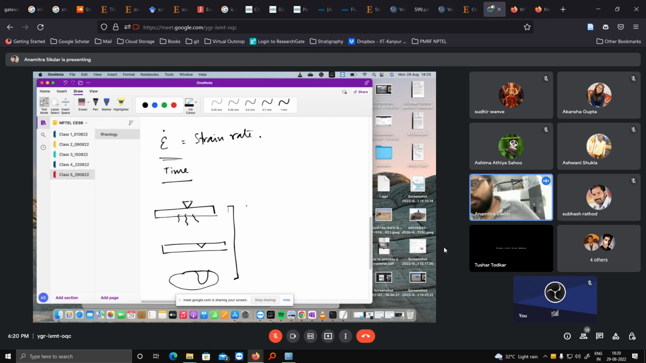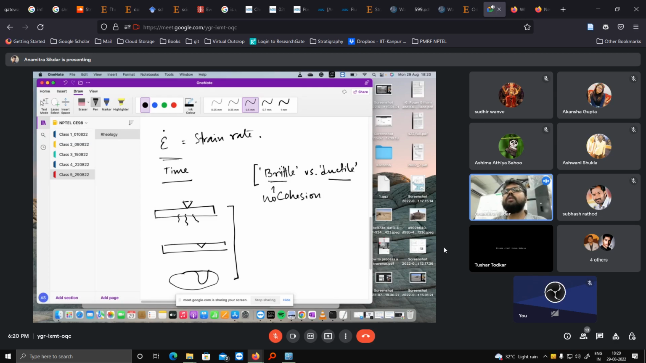So first things first, I want to clear the confusion about two terms here. One is brittle and the other one is ductile, right? These two terms you have heard very often, right? So what is the meaning of a brittle deformation and a ductile deformation? These are not related to rheology. These terms are related to cohesion, right? If there is no cohesion, then we call the deformation brittle deformation. When a glass breaks, it loses its cohesion, so we call this deformation brittle deformation.